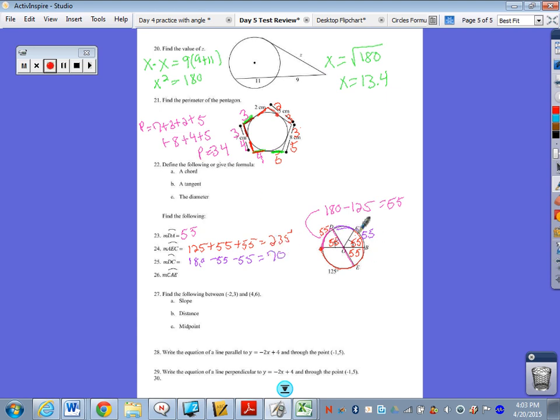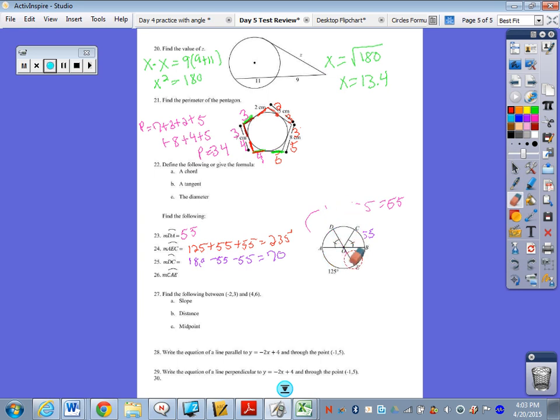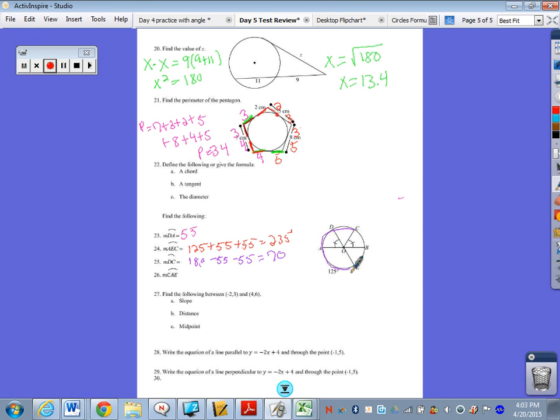And then CAE. So I'm going to erase all my marks to help us figure out where CAE is. Okay, so C, then I'm going to hit A to E. Okay, remember this is 55, this is 70. So I'm going to do again 125, 55, and 70 to find it. And that gives me 250.